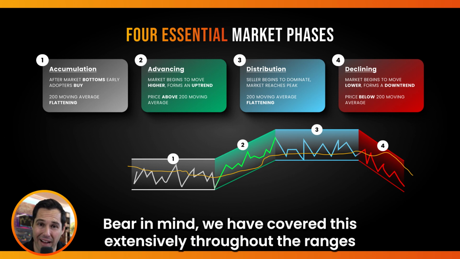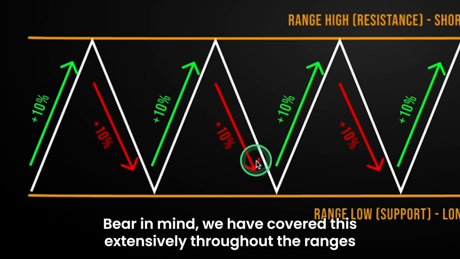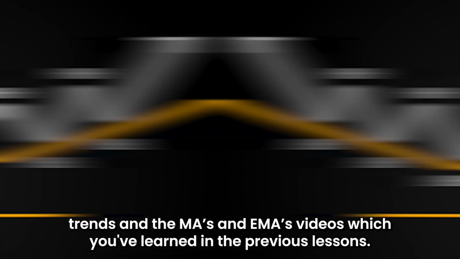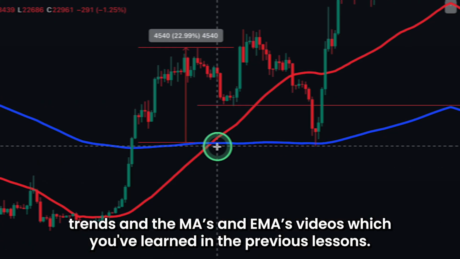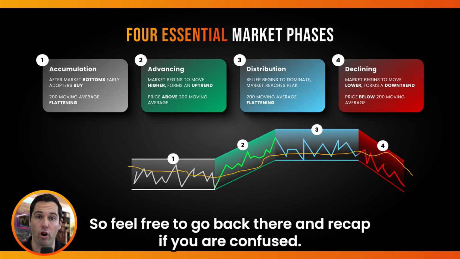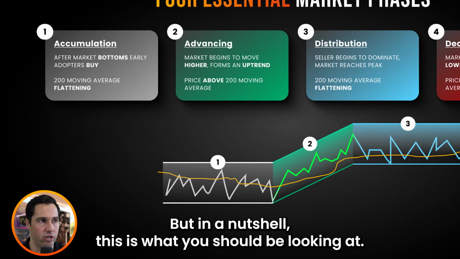So just a couple of characteristics which will help you to identify these phases. Bear in mind, we have covered this extensively throughout the ranges, trends, and the MAs and EMA videos which you've learned in the previous lessons. So feel free to go back there and recap if you are confused. But in a nutshell, this is what you'd be looking at.